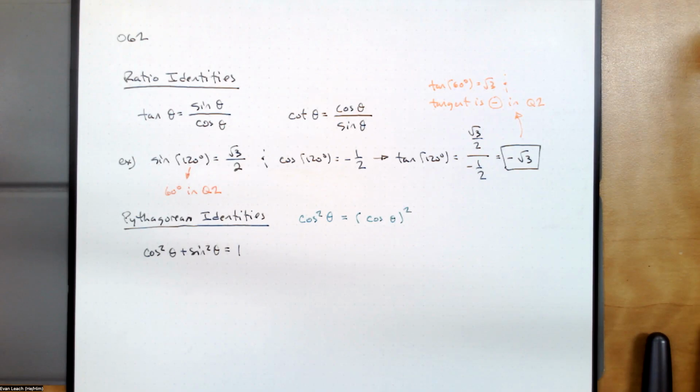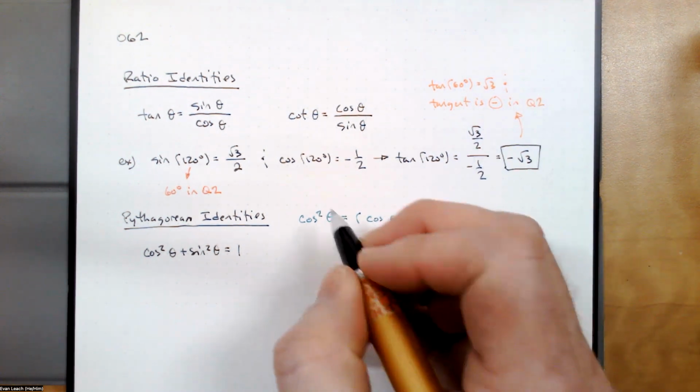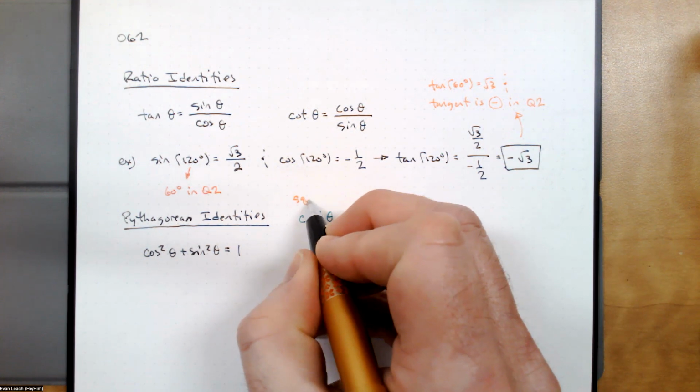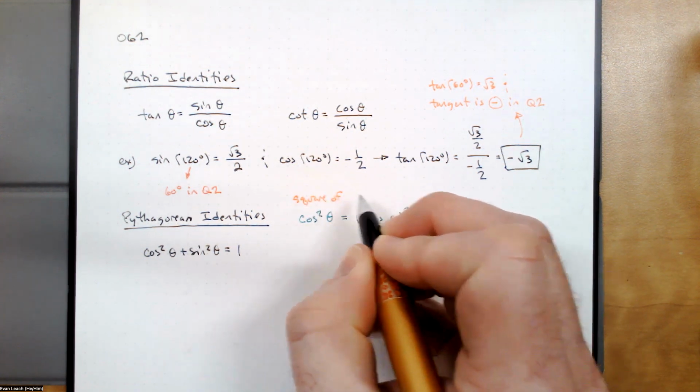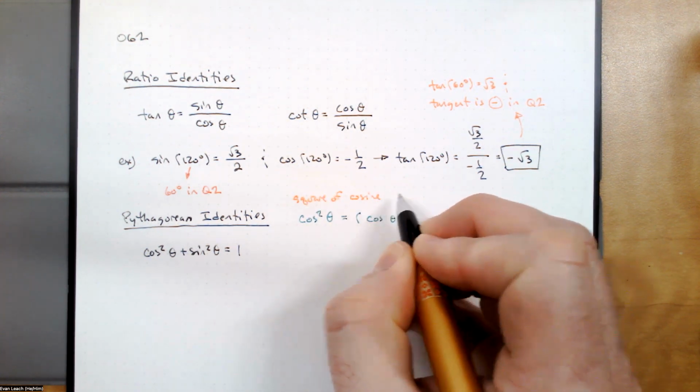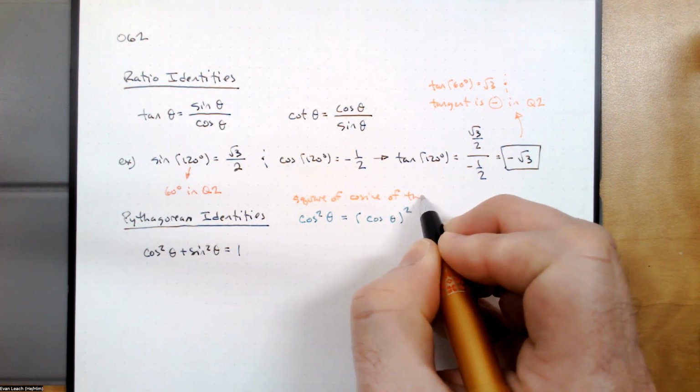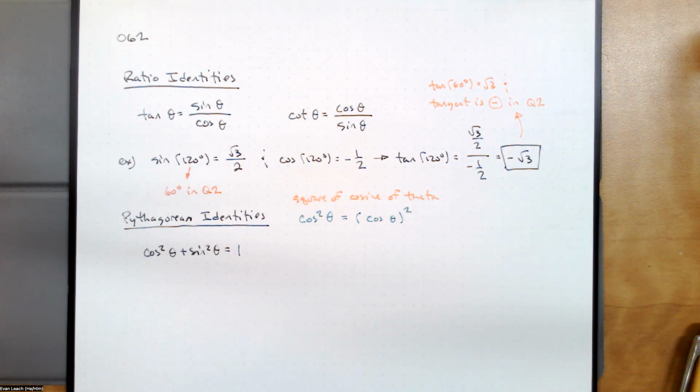English just messes everything up. Terrible language for math, but word-wise, we'd want to say the square of the cosine. We'll find the cosine first and square the result.